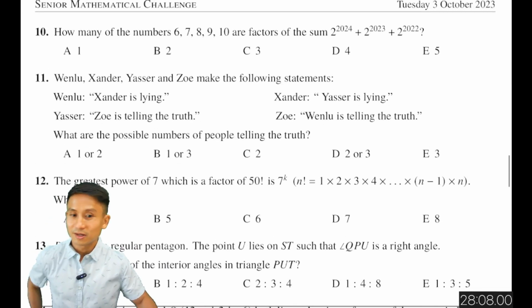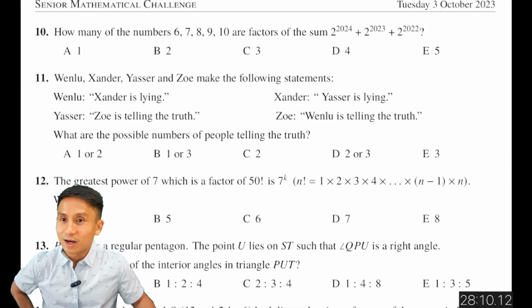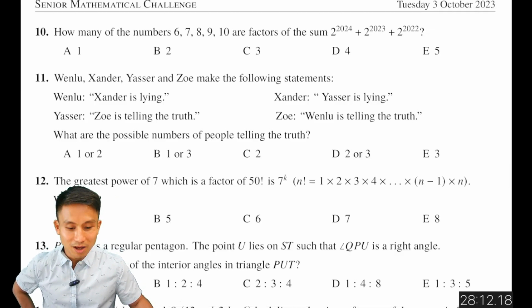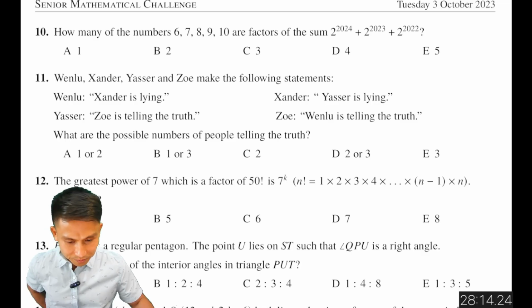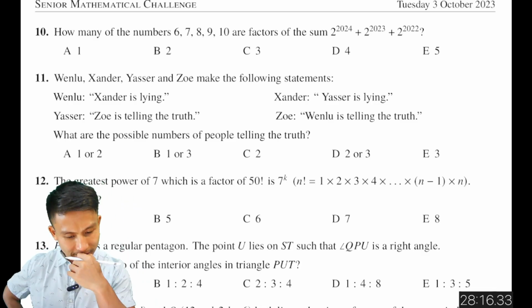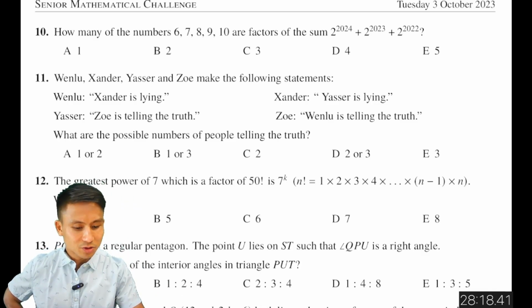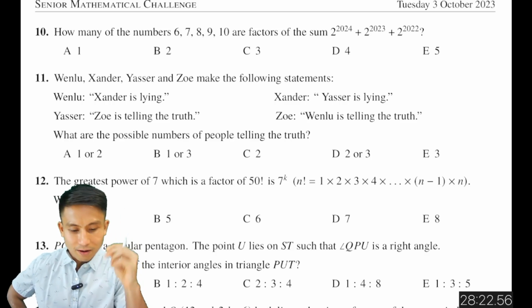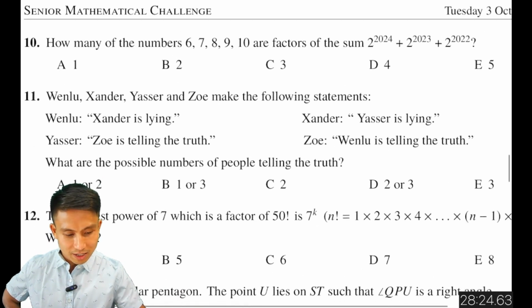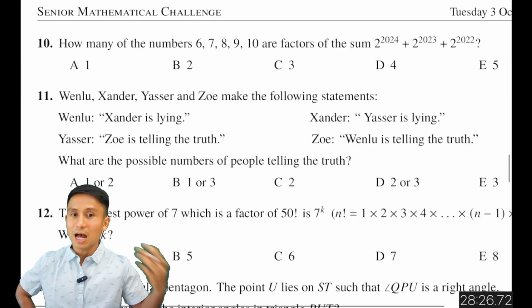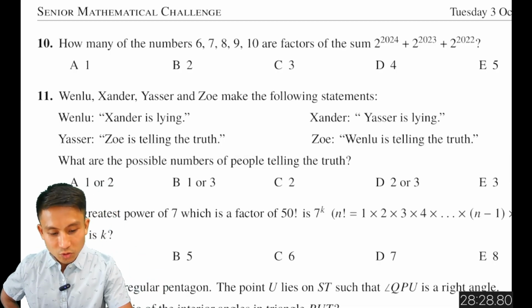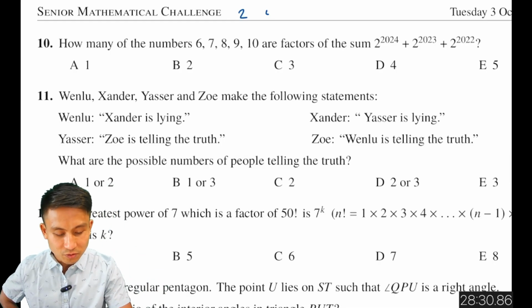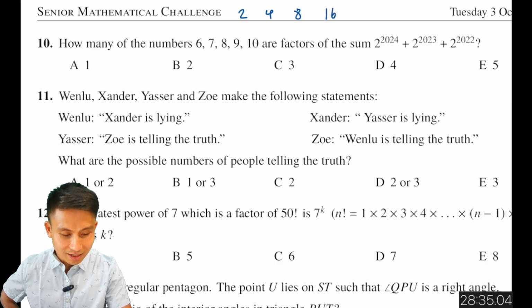Number 10. Okay, we add 28. How many of the numbers are factors of the sum? Okay, factors of the sum 22 to the power of 2024. Okay. So the way to go with this, I would say, is to get the pattern of the powers of 2. So 2 to the power of 1 is 2, 2 to the power of 2 is 4, 2 to the power of 3 is 8, and then 16.